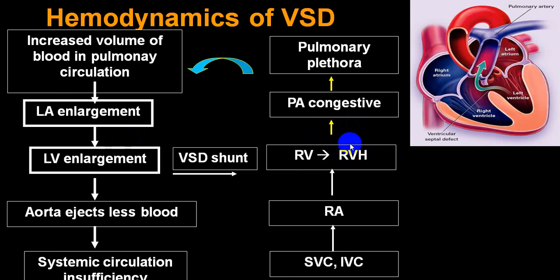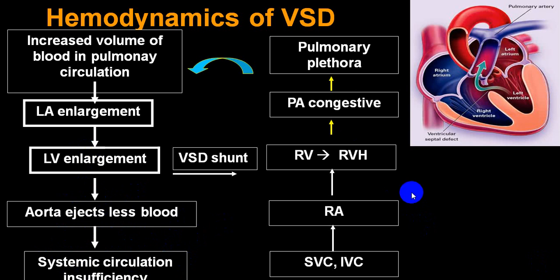Secondary to RVH, RV pressure elevation, now RA pressure is elevated, increased pressure in the superior vena cava and inferior vena cava, leading to congestive cardiac failure. And less blood from LV will enter into aorta, leading to hypotension. Systemic circulation will be less, so it will lead to hypotension. So this will be the entire pathophysiology which will take place.